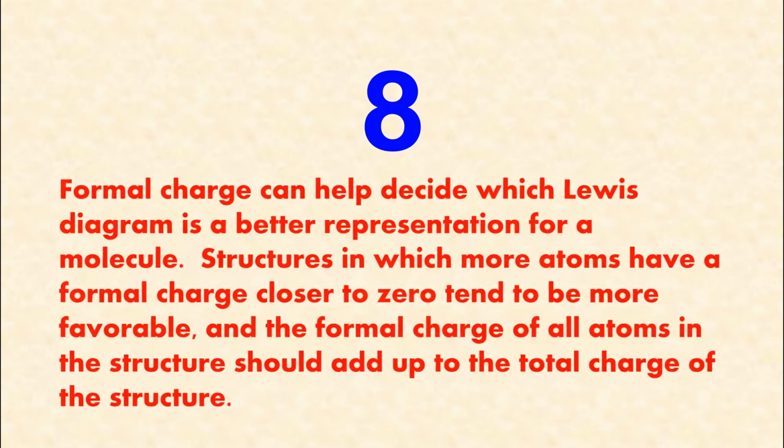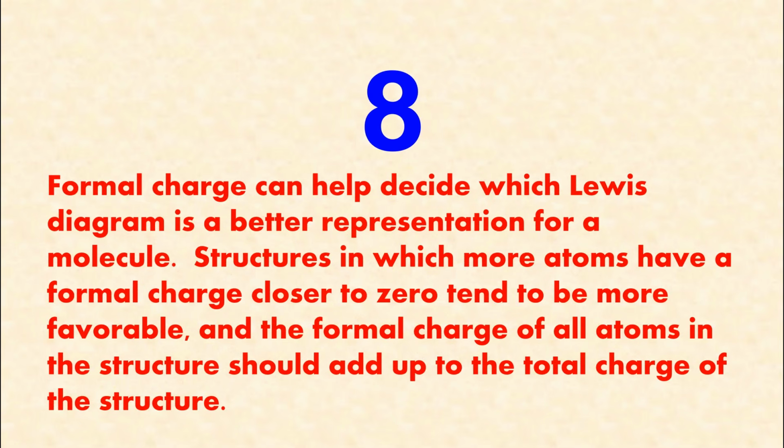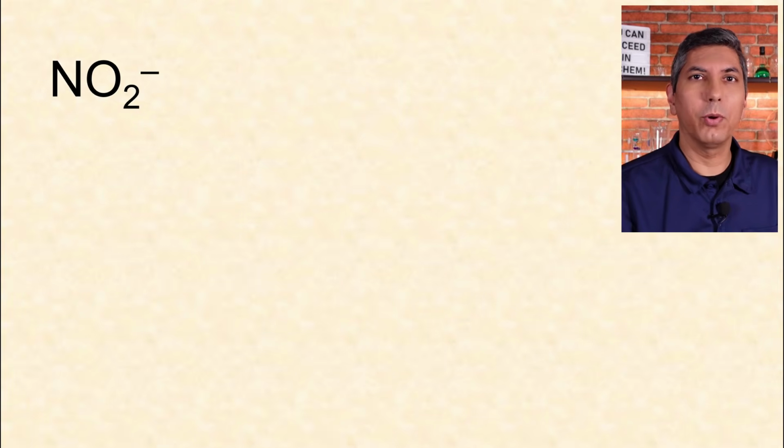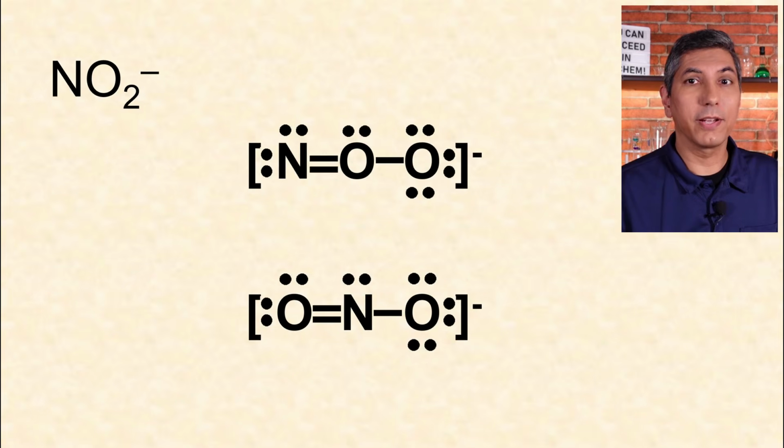Number 8. Formal charge can help decide which Lewis diagram is a better representation for a molecule. Structures in which more atoms have a formal charge closer to 0 tend to be more favorable. And the formal charge of all atoms in the structure should add up to the total charge of that structure. Looking at the nitrite ion, NO2 with a -1 charge, 2 students might draw its Lewis diagram differently. We use formal charge to determine which of these 2 structures is more likely to exist.